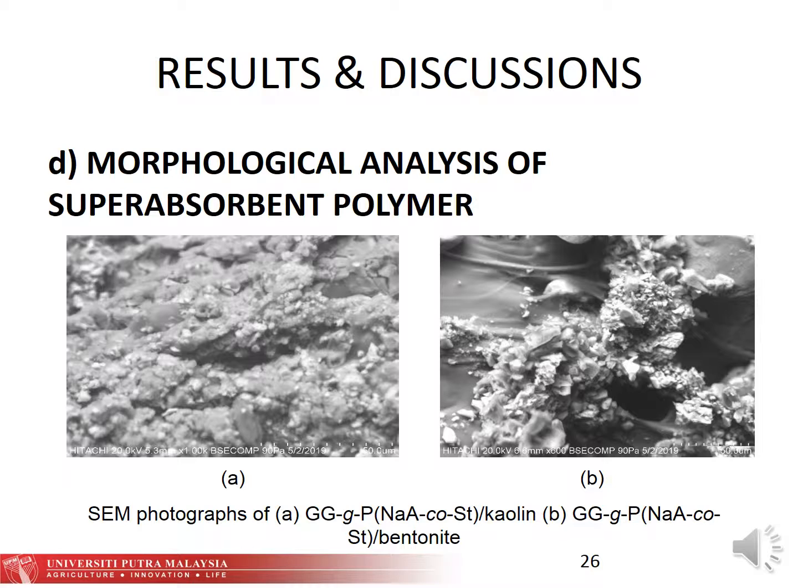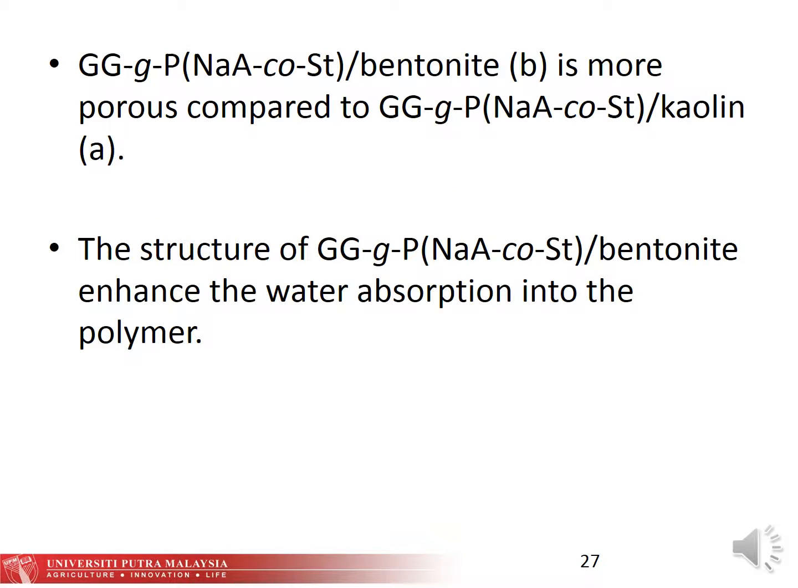For the morphological analysis of superabsorbent polymer, these are the images. So the bentonite based SAP is more porous compared to kaolin based SAP. Therefore, the bentonite based SAP has more water absorption than the kaolin based.